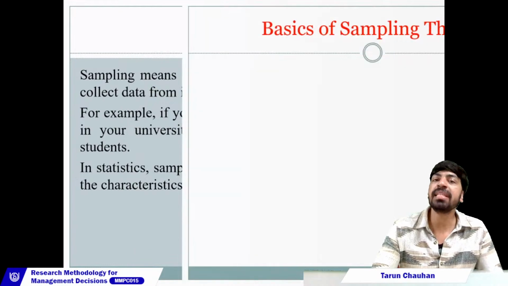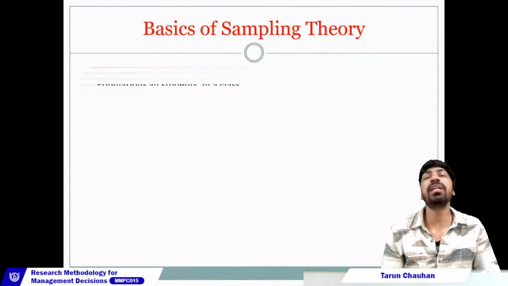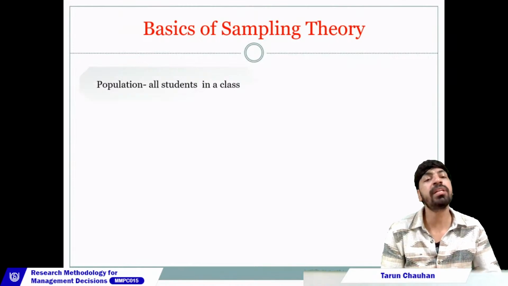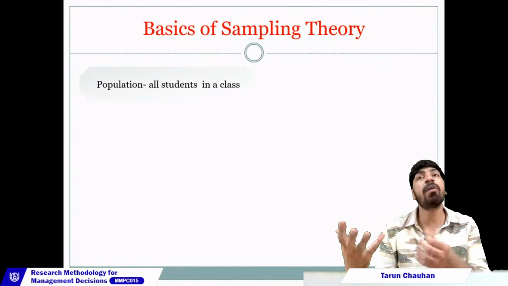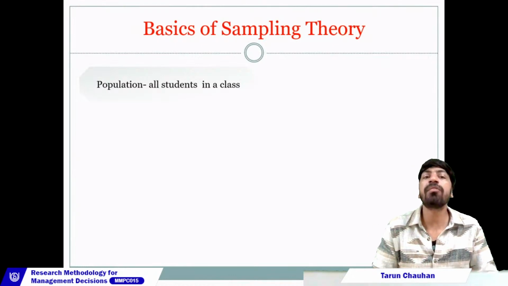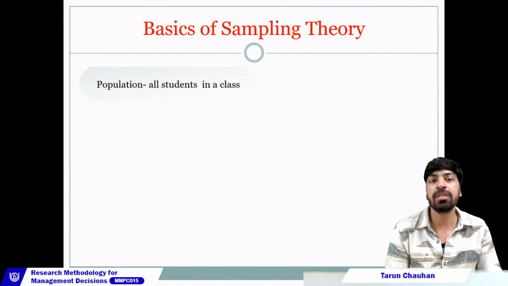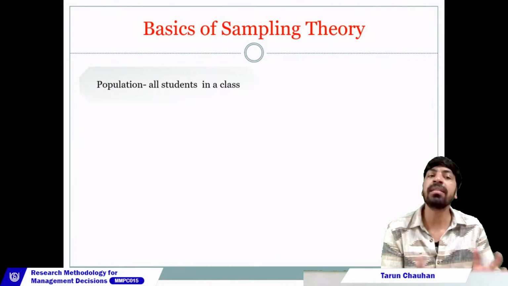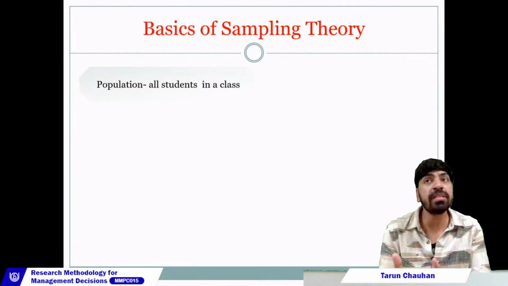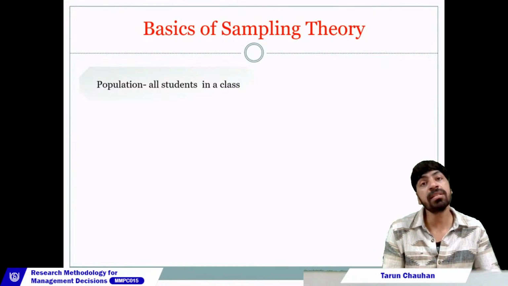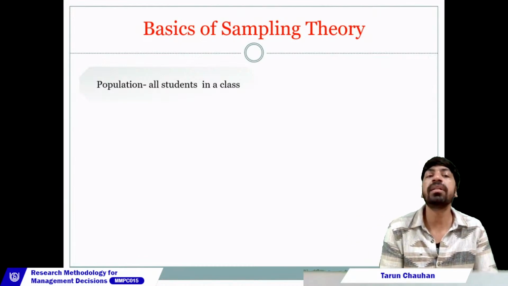Let's talk about the basics of sampling theory. The first concept is population: what type of population would a researcher have to study? If we talk about a university, an organization, a community, or any caste or religion group, that's called population. One example I considered here is all the students in a class; that is a population. If we say all students in a school or university, that is also considered a population.